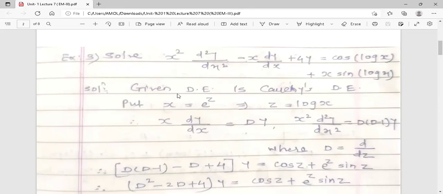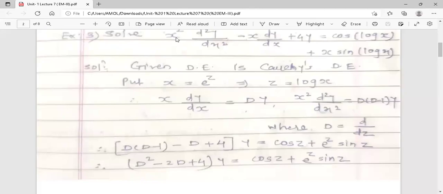So you state here: the given differential equation is Cauchy's differential equation. Now, since it is Cauchy's differential equation, you know how to reduce it to an LDE. The substitution is: put x is equal to e raised to z, so z is equal to log of x. And the substitution is x into dy by dx is equal to Dy, x square into d2y by dx square is equal to D into D minus 1 into y, and so on, where capital D is d by dz. We are using this substitution here to reduce the given equation to an LDE.